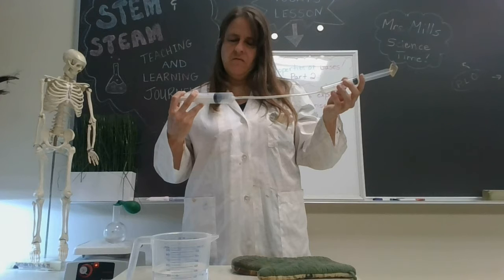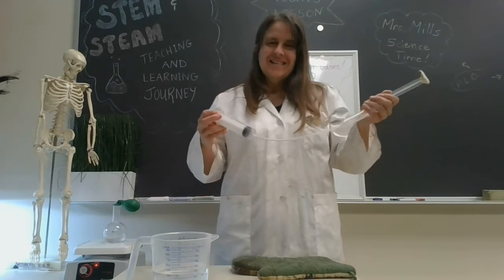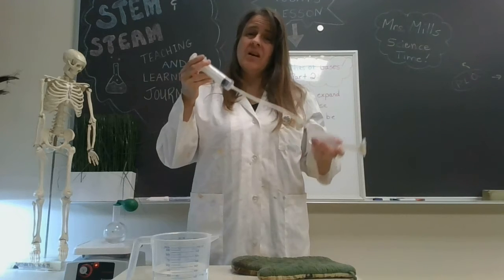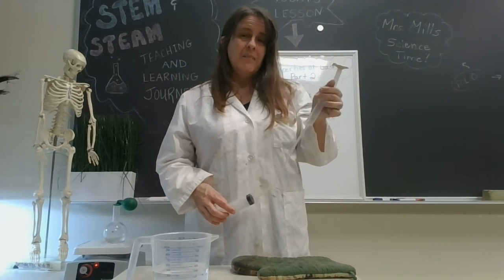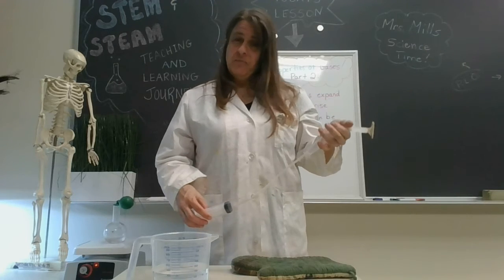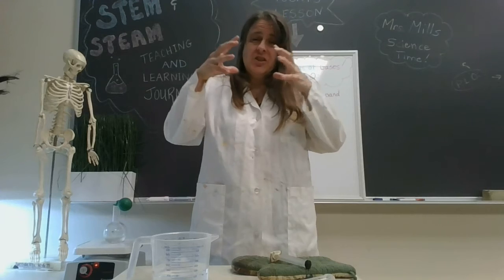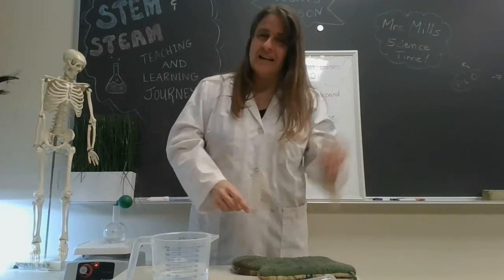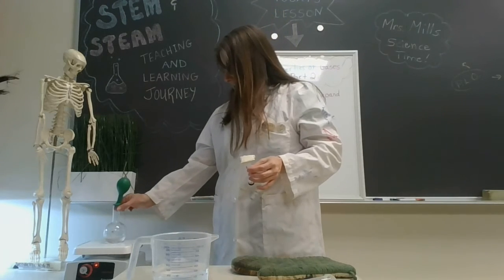30, 35, going past 35. Oh, and it popped. So it went up to 40. That means that we could compress 40 milliliters of air into a 30 milliliter syringe, which means that air can be compressed. We can take those particles of air and smush them together and put them closer together. But they don't like it, as you can see, the end popped off.